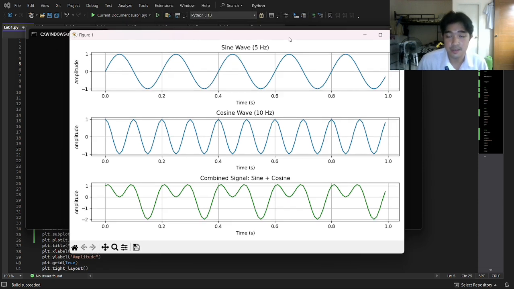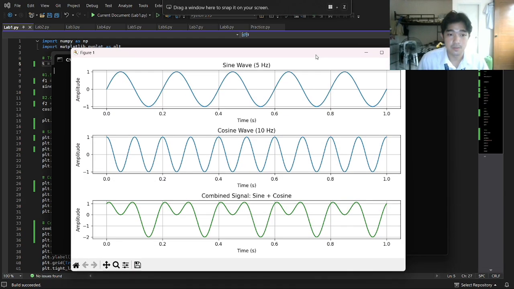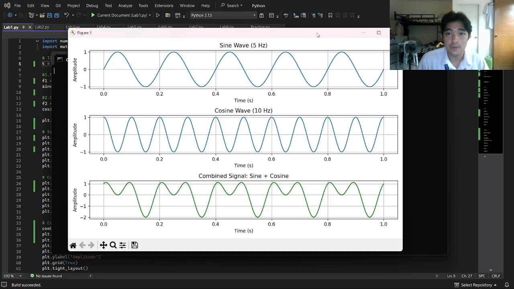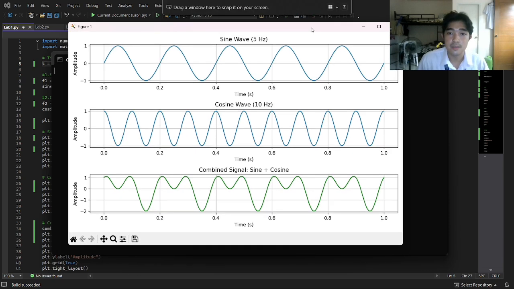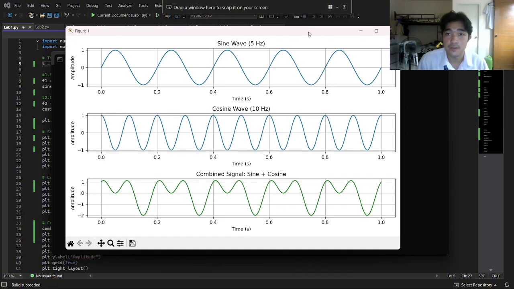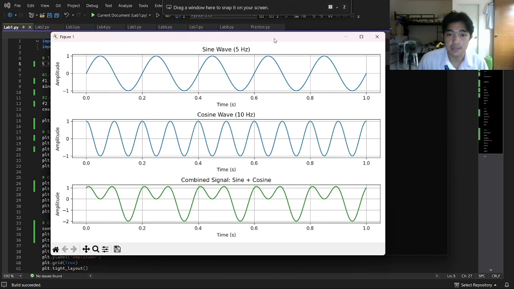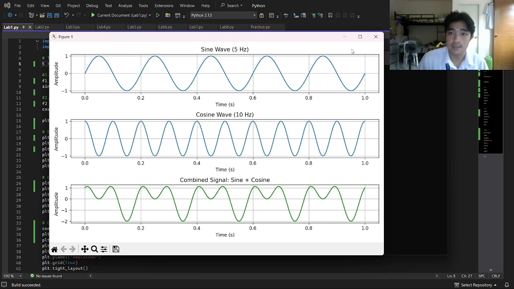This is called undersampling. Now what happens when we try to decrease the interval? We decrease the interval to 0.0001. Looking at the output, we can see the waveform appears smoother than the previous waveform. This happens because when we decrease the interval, we have more data points, and the more data points we have, the smoother the signal appears. This is called oversampling.